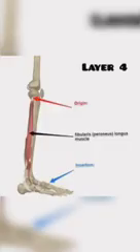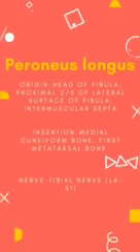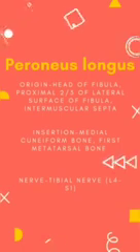Peroneus longus. It originates from the head of fibula, proximal 2/3 of lateral surface of fibula, intermuscular septa. It is inserted at the medial cuneiform bone, first metatarsal bone. It is supplied by the tibial nerve from 4th lumbar to 1st sacrum.